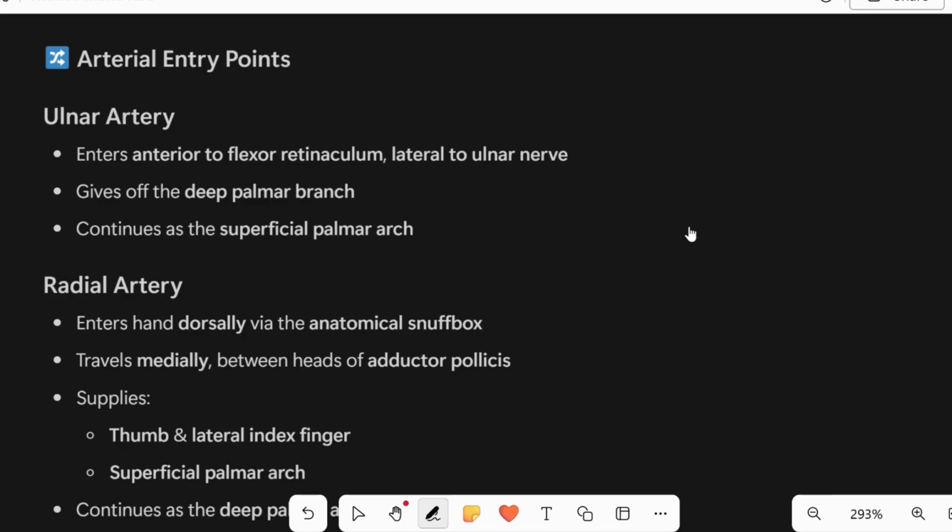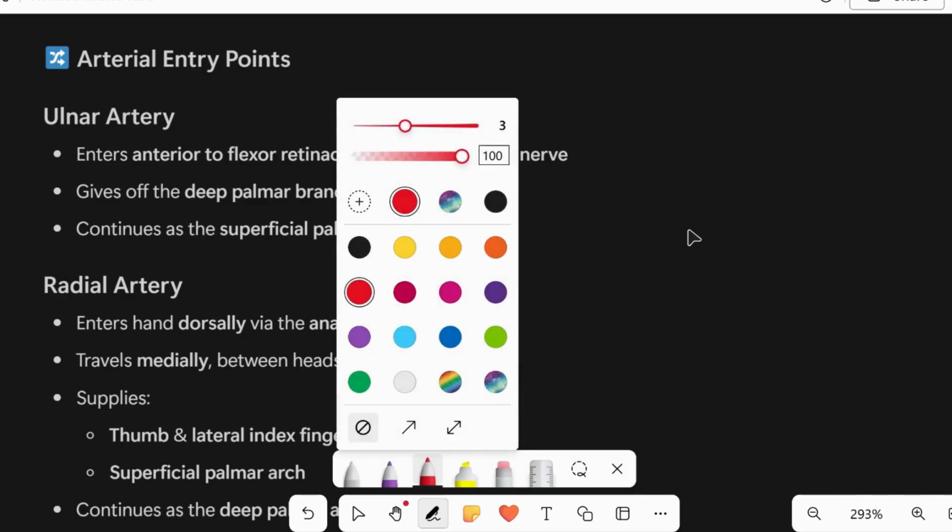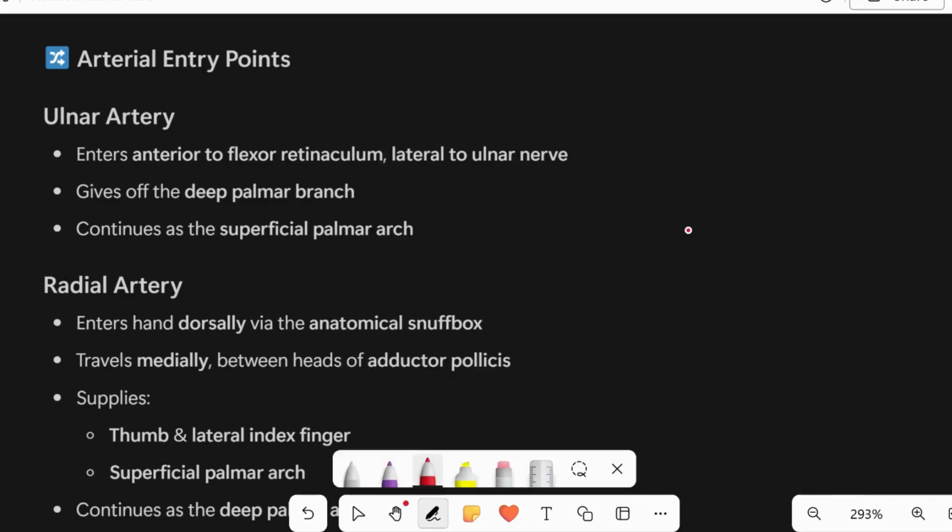So first of all, the ulnar artery enters the hand anterior to the flexor retinaculum and it is lateral to the ulnar nerve. So now we will talk about the ulnar artery entering the hand. So for example, this is the flexor retinaculum. Here we have the ulnar artery. Ulnar artery is superficially passing over the flexor retinaculum and it lies lateral to the ulnar nerve.